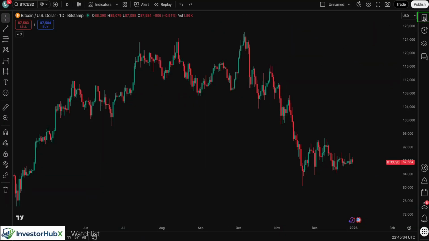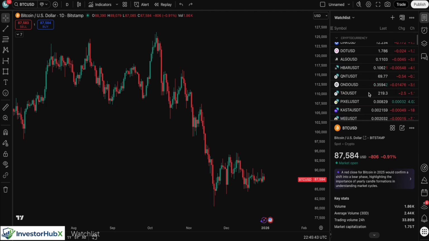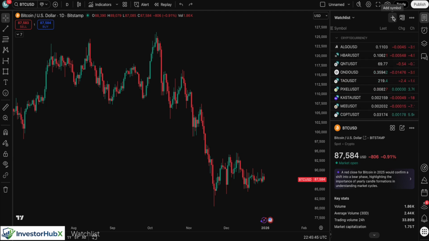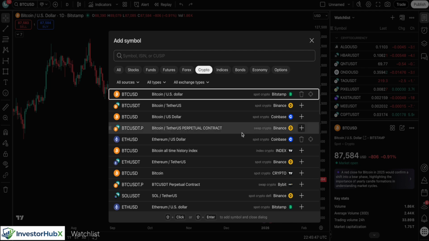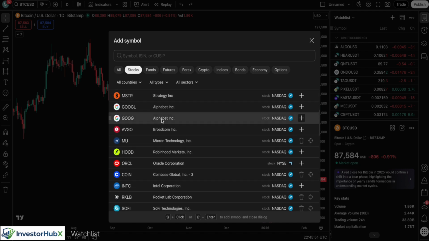Next, let's look at watch lists. Watch lists allow you to track multiple markets in one place. You'll find the watch list panel on the right-hand side of the screen. To add a symbol, click the plus button or use the search bar, then select the market you want to follow. Watch lists help you stay organized.